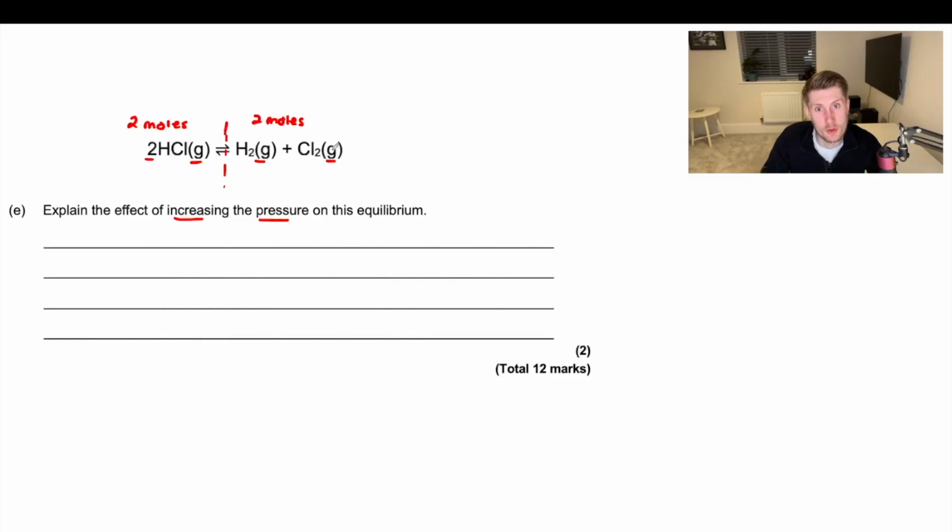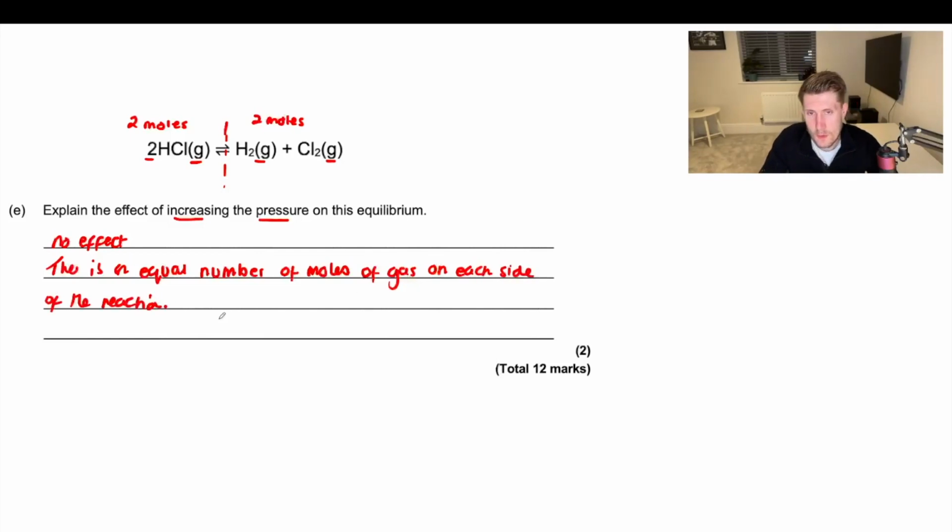I'll show you what would happen in a second. I'll change the reaction, we'll have a look at one where it would affect it. So let's have a look at this here then. So to finish this, we would say no effect. And the reason there's no effect is because there's an equal number of moles of gas. And it has to be gas, it can't just be moles. Equal number of moles of gas on each side of the reaction. Right, let's have a look at these 2 other points that I want to make. Let's change this then. Let's do a different reaction.